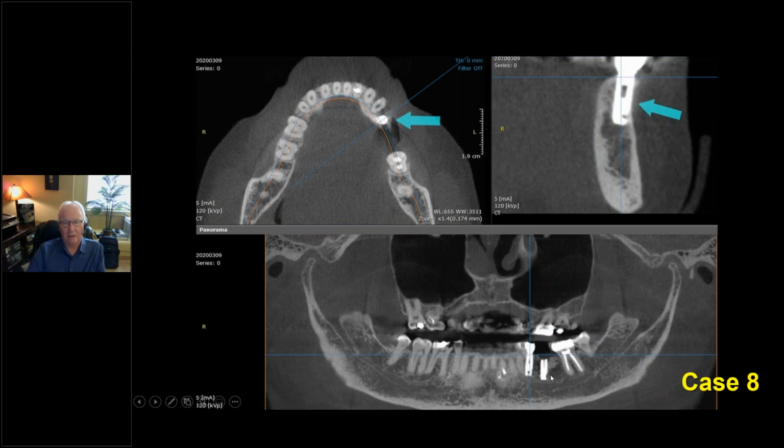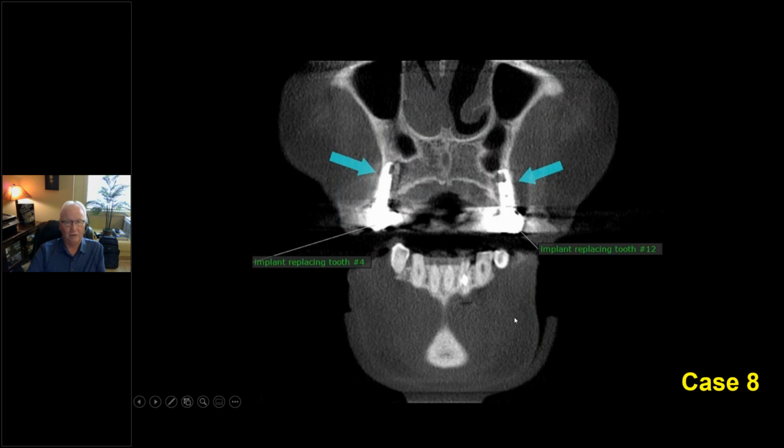Here's another one, this is a different one. It looks very similar to the previous one. This one's too close, and this one looks like it's in a reasonable position, but this one is also too far facial. And you can see there's insufficient bone over the facial aspect. How do I know? Well, I do the 3D reconstruction and show it.